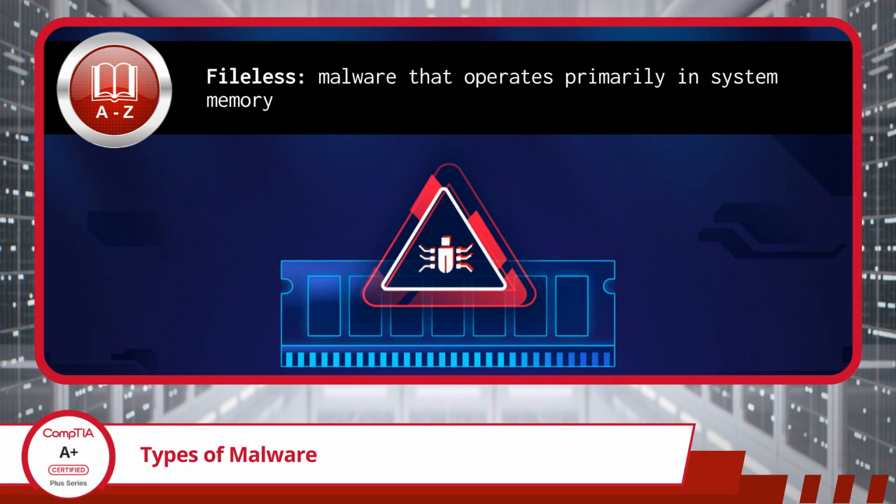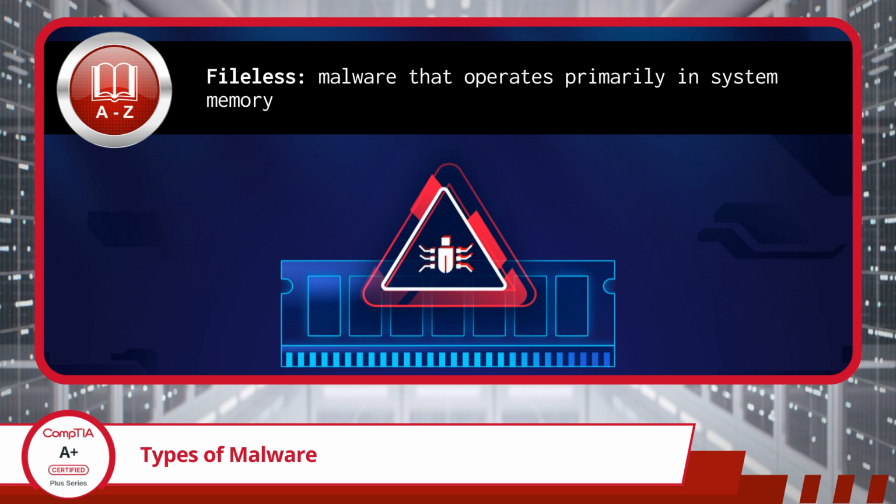Another increasingly common threat is fileless malware. Unlike traditional malware that installs files onto a storage drive, fileless malware operates primarily in system memory, often using legitimate system tools such as PowerShell or Windows scripting utilities to carry out malicious actions. Because little or no malicious code is written directly to disk, fileless malware can be much harder for traditional antivirus software to detect. Instead of leaving obvious files behind, it abuses trusted system processes already present on the computer.